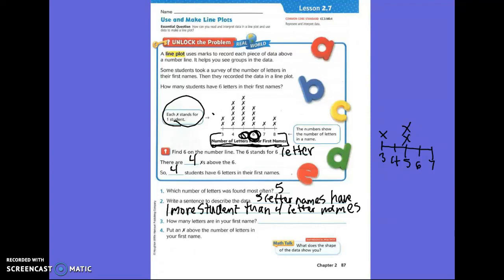5 letter names have 1 more student than 4 letter names. How many letters are in your first name? All of you are going to have different answers, so you're going to write that on your line. Count the letters in your first name and write them down. How many letters do you have? I only have 4 in mine.